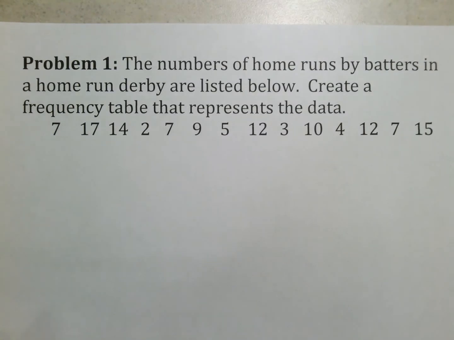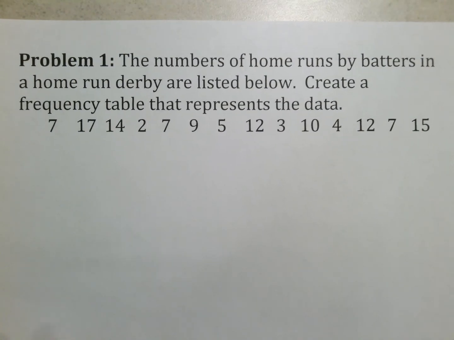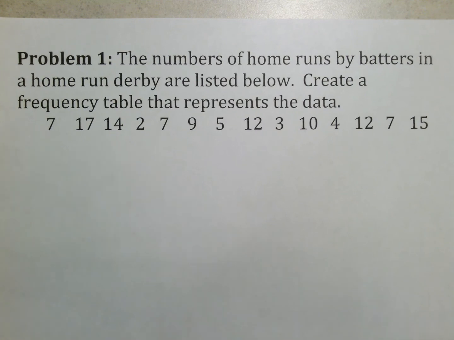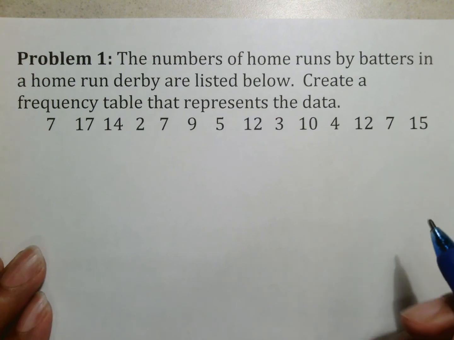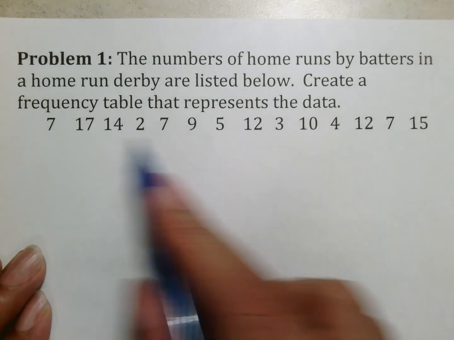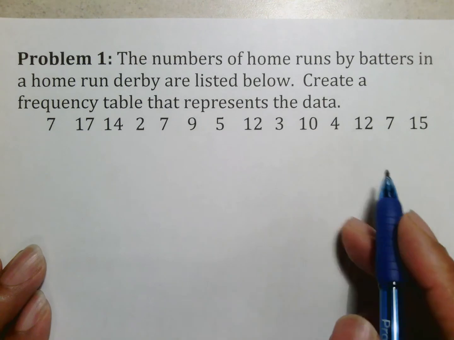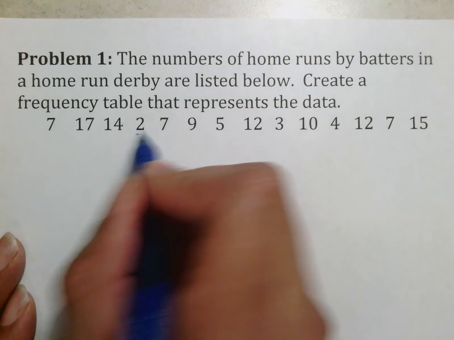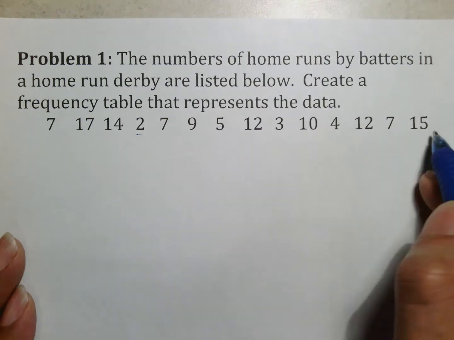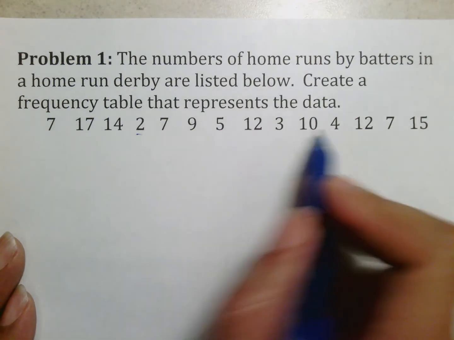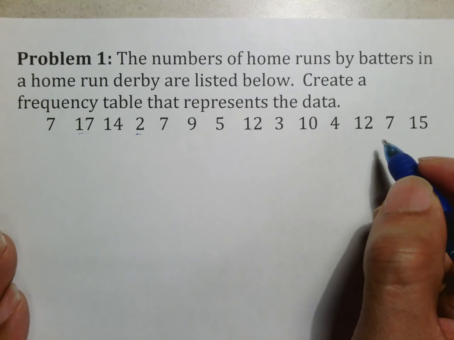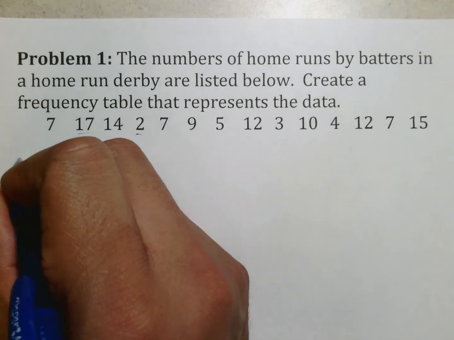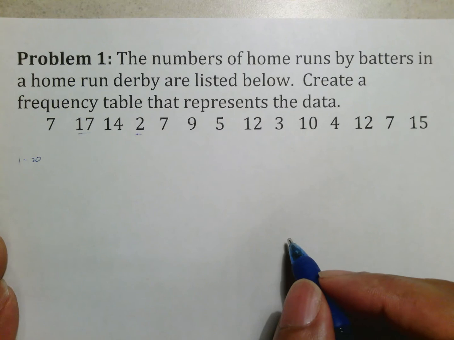So it says the numbers of home runs by batters in a home run derby are listed below. Create a frequency table that represents the data. So what we do here is we have to actually look, and again, when we do a frequency table, we don't look at each individual number. What I do first is I look for the range. The lowest number here, I believe, is 2, and the highest number that I see here is, I believe, 17. And so that means I'm looking at anywhere from 1 to 20 as my range.